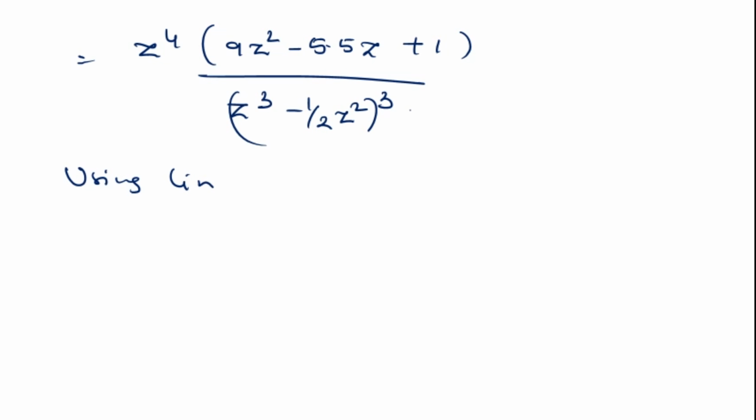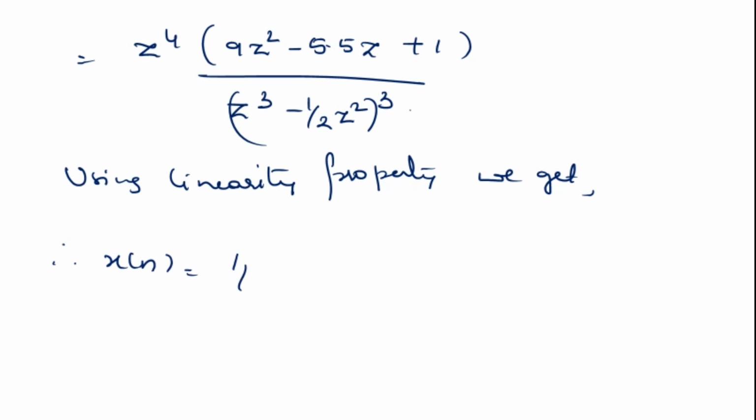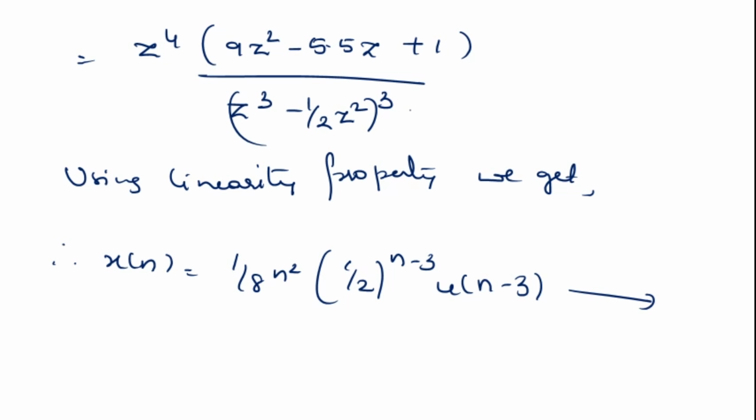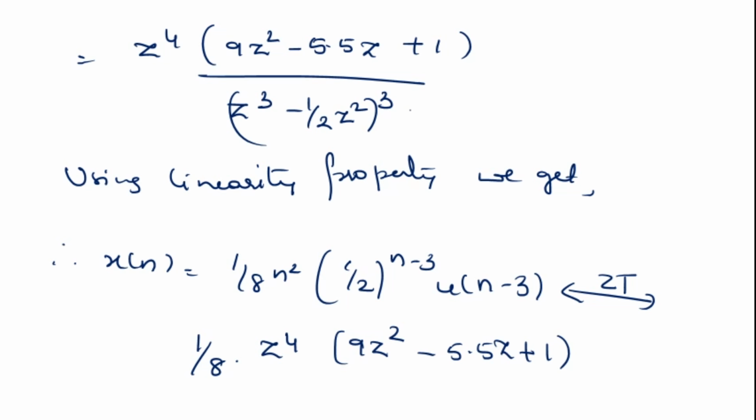Then using linearity property, we get x of n is equal to 1 by 8 n square into half to the power n minus 3 into u of n minus 3. If we take z transform, we get 1 by 8 into z to the power 4, 9z square minus 5.5z plus 1 divided by z cube minus half z square whole cube. This is the answer.